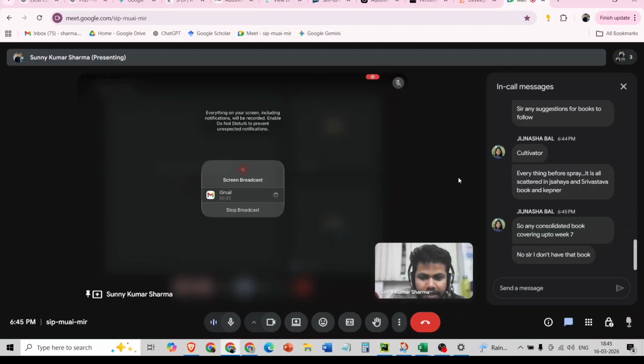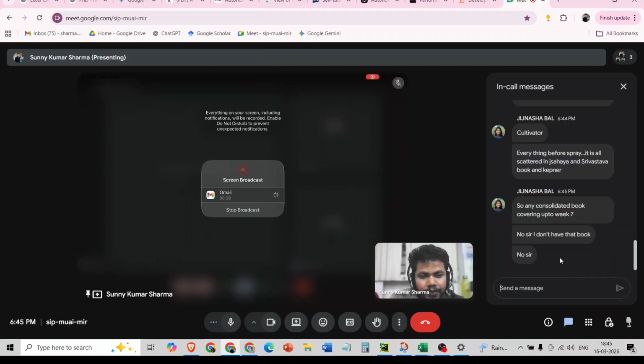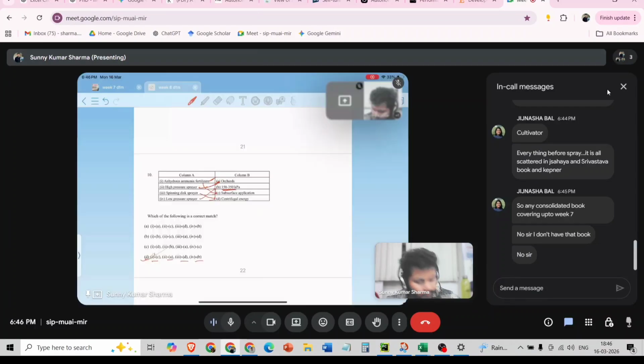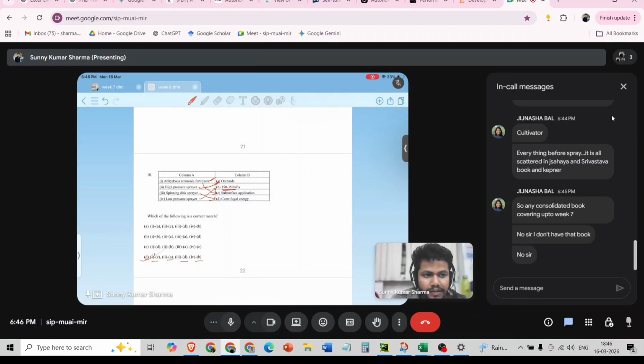That book is comprehensive, with all tillage designs, and the cultivator will also be covered. I will share the link of that book. All the tillage implements you can cover from that book. Everything is written in one place, so your problem will be solved. I will send you the link.